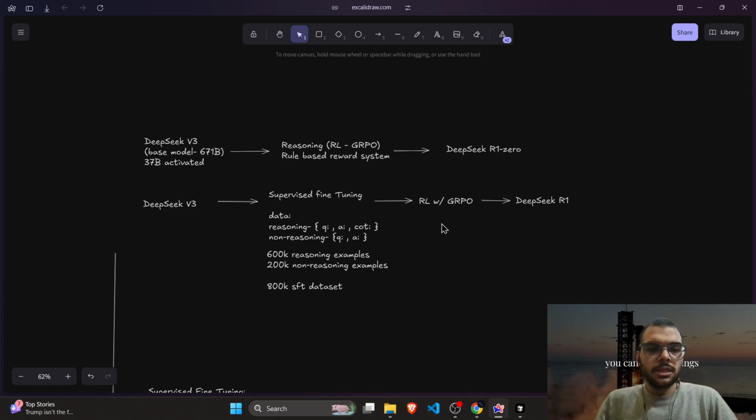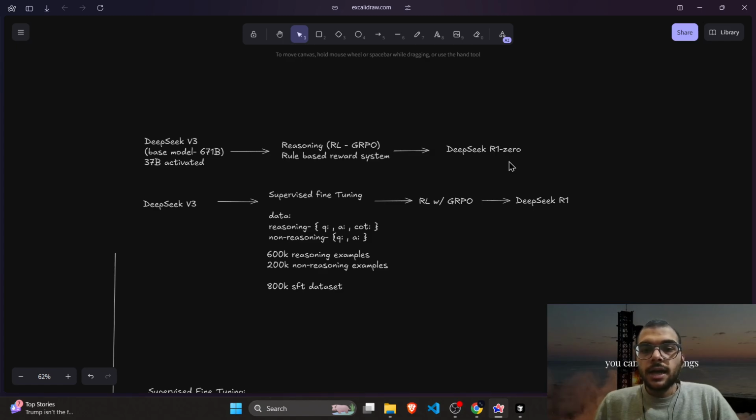So for DeepSeek, in the previous video, I talked about DeepSeek and the approach they took for their training purposes. So let's just rewind it a bit. They had their base model DeepSeek V3, which was a 671 billion parameter model, out of which 37 billion parameters were activated. And then they just did pure reasoning with reinforcement learning, where they used the GRPO algorithm and a rule-based reward system, through which they got their first reasoning model, which was the DeepSeek R10.